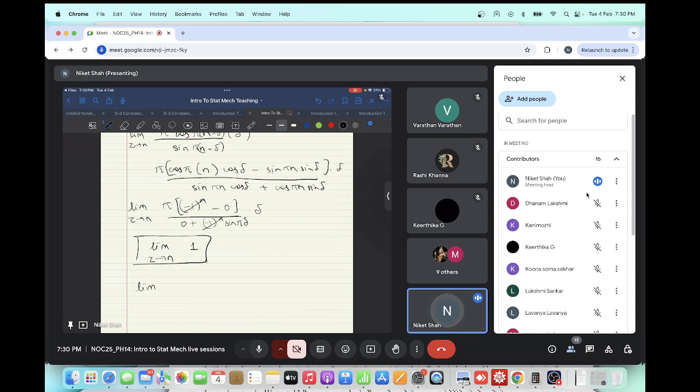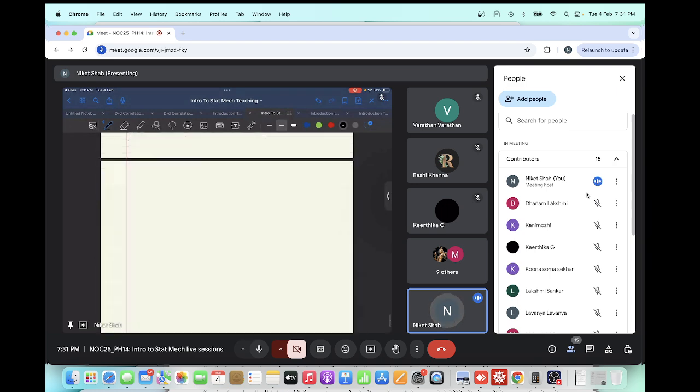Okay, so I'll again rewrite what I evaluated till now. Limit of z tends to n of pi cos pi z divided by sin pi z multiplied by z minus n. The limit of this function when z tends to n is equal to 1. This is the only thing I evaluated. You might still not see the relation of this thing with the problem, but you will come to know eventually.